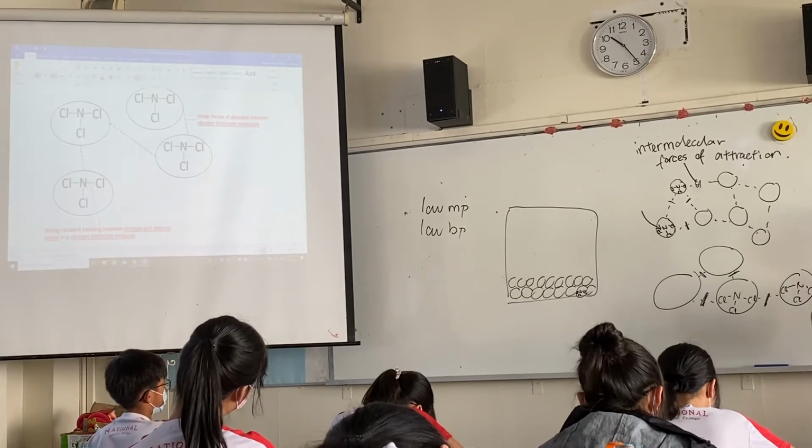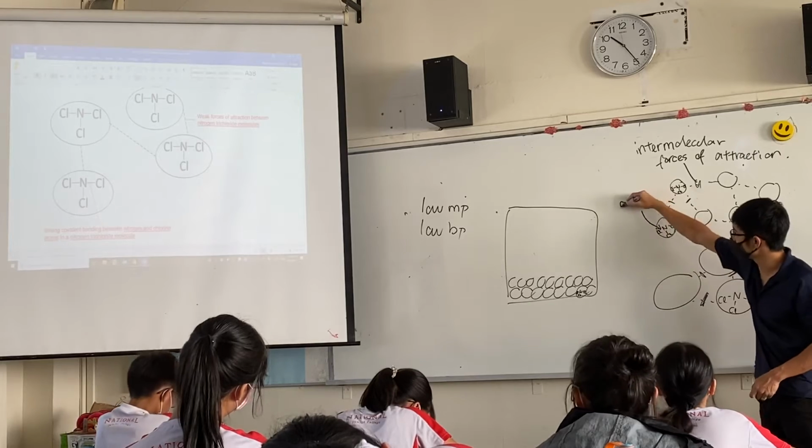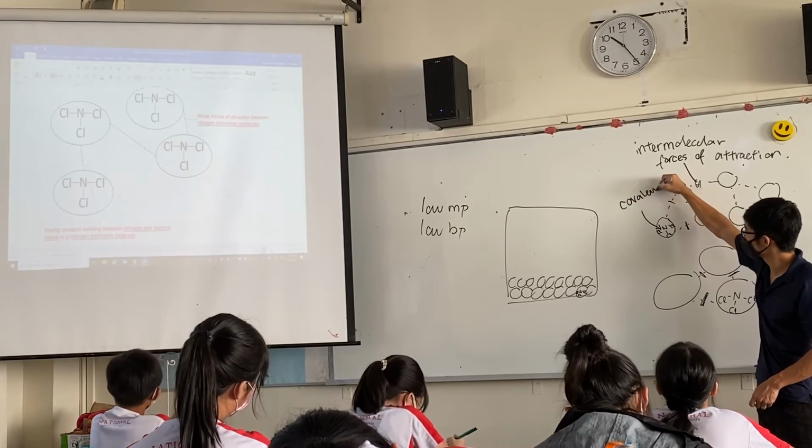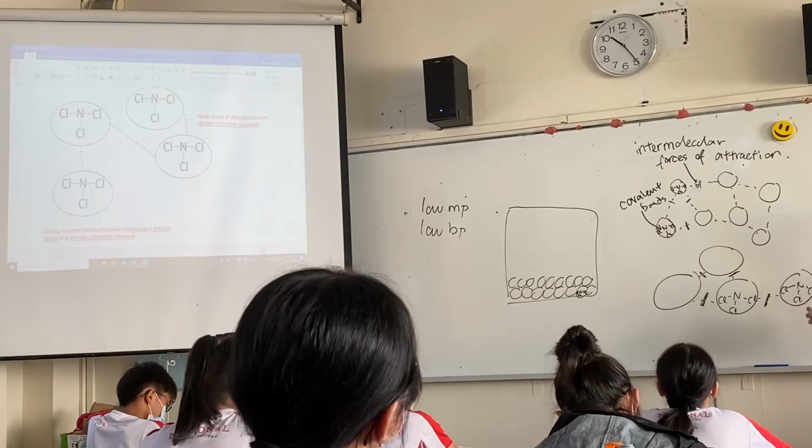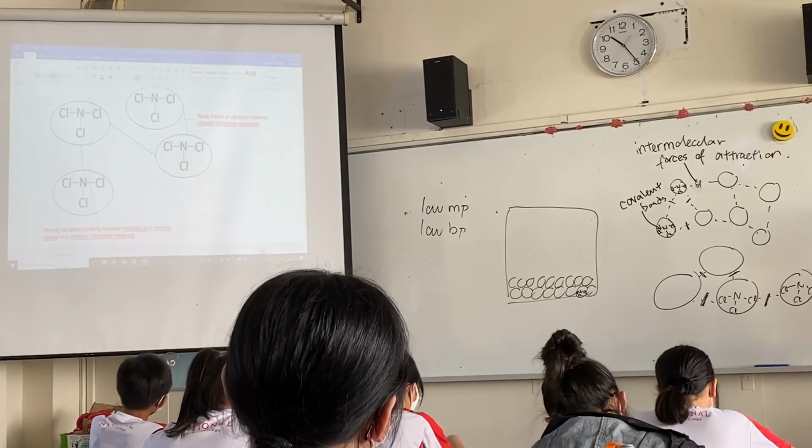Okay, so things to take note of. Can you label the covalent bonds? And label the intermolecular force of attraction, which are the dotted lines.